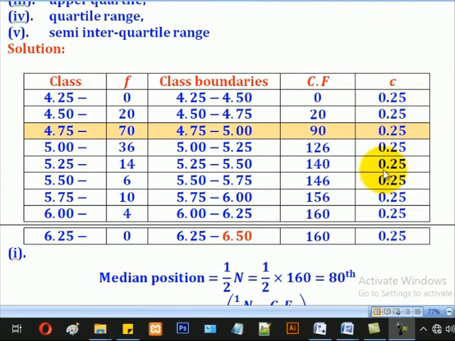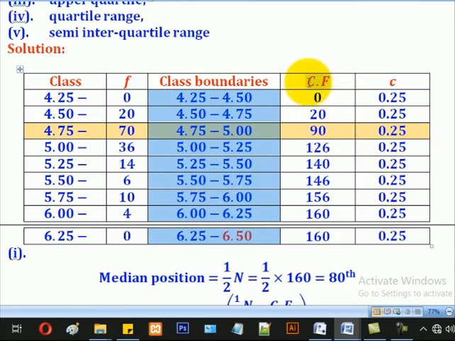So you have to generate a column of class width. That is the class width, got by subtracting lower class boundary from upper class boundary for each class. So this minus this will give you 0.25. When you do the same for all these ones, you'll get 0.25, 0.25, 0.25 throughout. So that means that if all these ones are 0.25, then even this one has to be 0.25. And now since it is 0.25, you say 0.25 plus 6.25 to get 6.50. So in that way you have generated the column for class boundaries and class width.